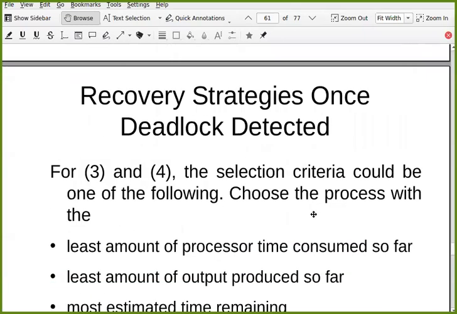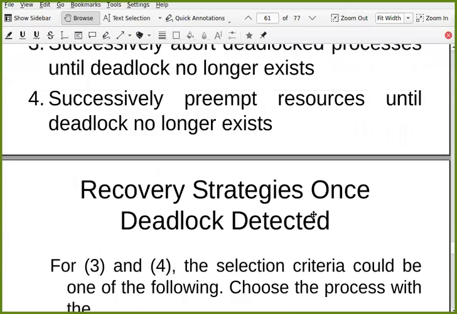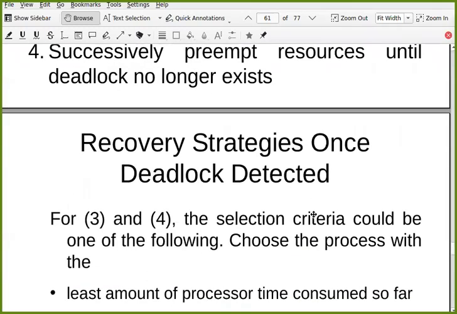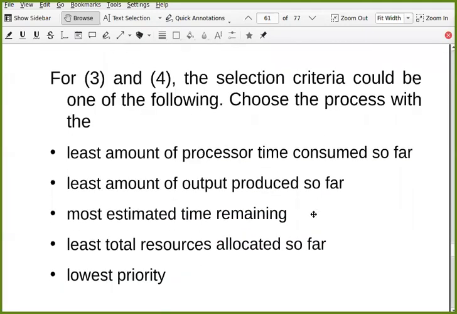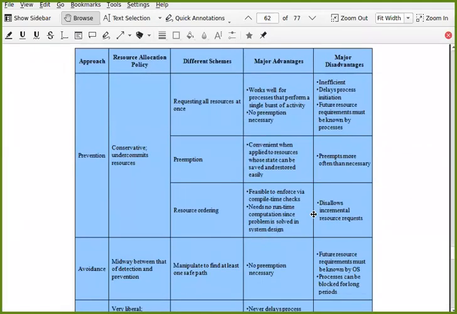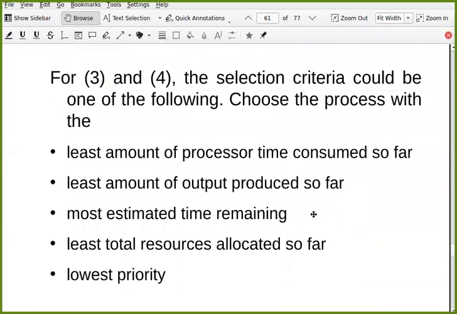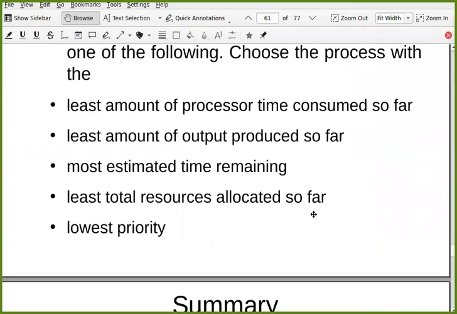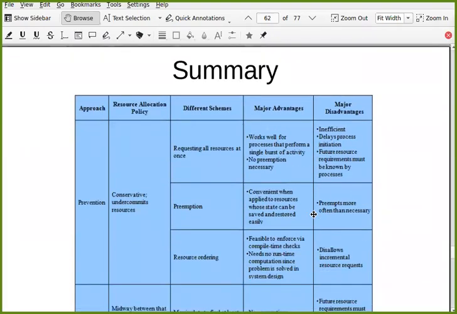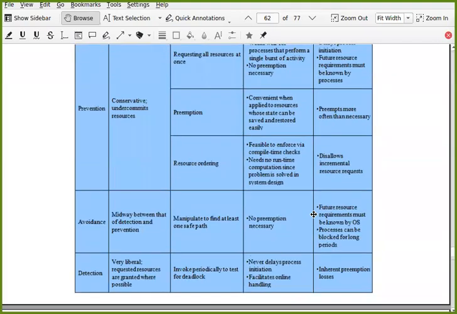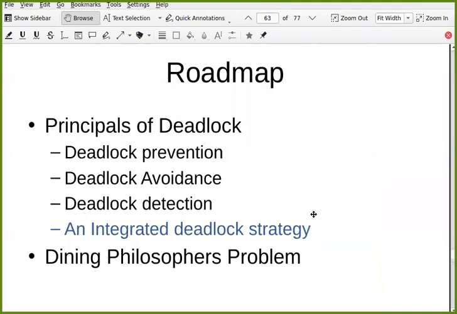Either you abort processes in the deadlock until you have come out of that deadlock condition, or you start preempting resources from the processes till deadlock no longer exists. And these are some of the criteria that you can use while selecting a process for abortion or for resource preemption. And this is a summary of these three techniques: prevention, avoidance, and detection. So this is just a summary of whatever we have discussed. So you can go through that.